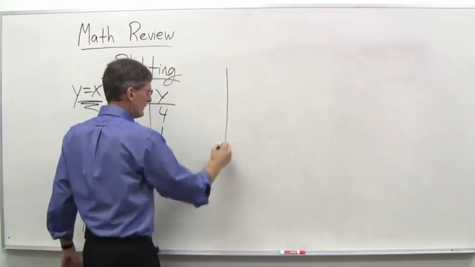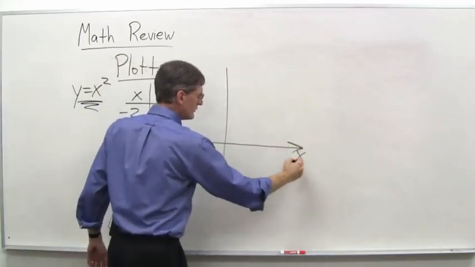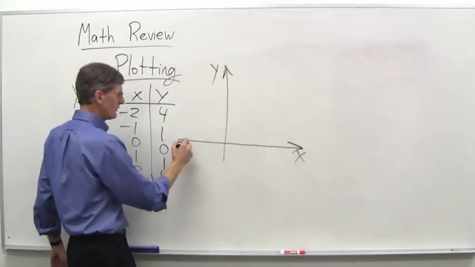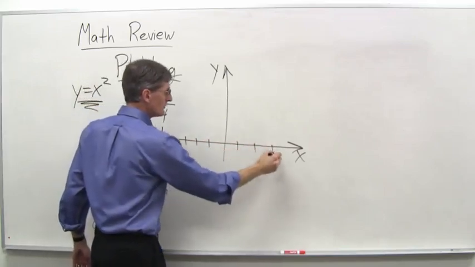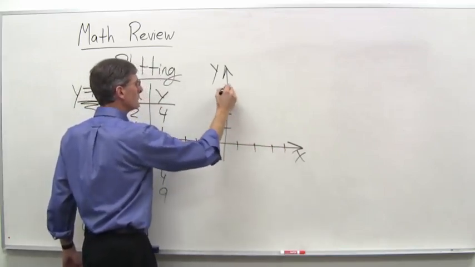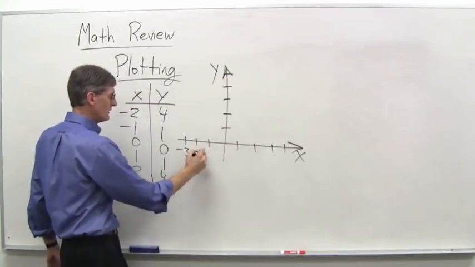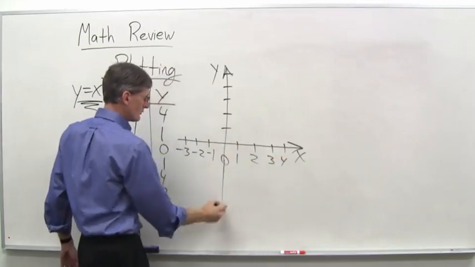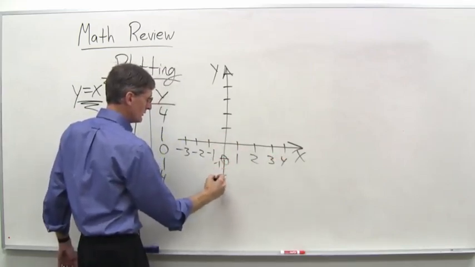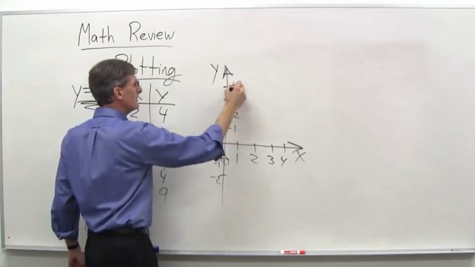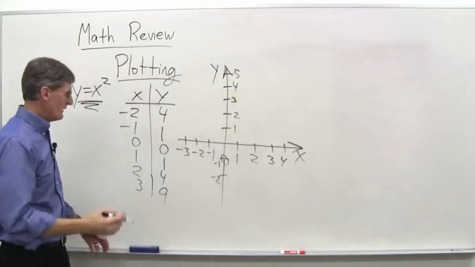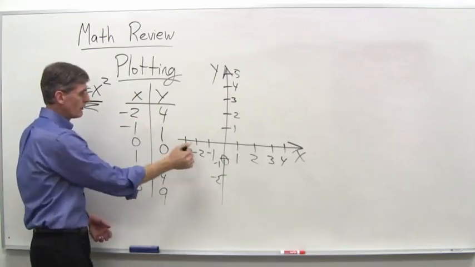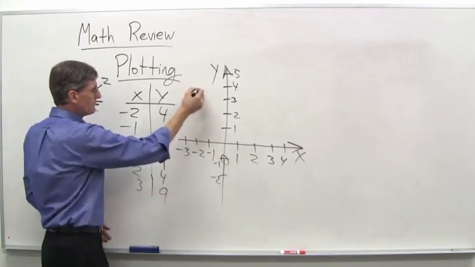And so if I'm going to plot that, here's my x-axis. Here's my y-axis. Put some marks on here: 1, 2, 3, 4, and -3, -2, -1, 0, 1, 2, 3, 4. And of course, we could be going this way too: -1, -2, 1, 2, 3, 4, 5, etc. And so we plot. First point, -2, 4. When x is -2, y is 4. So -2, up 4. So there's our point.